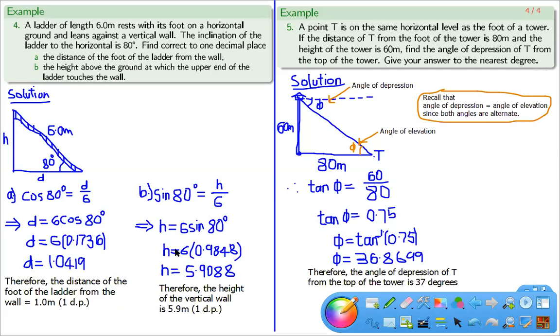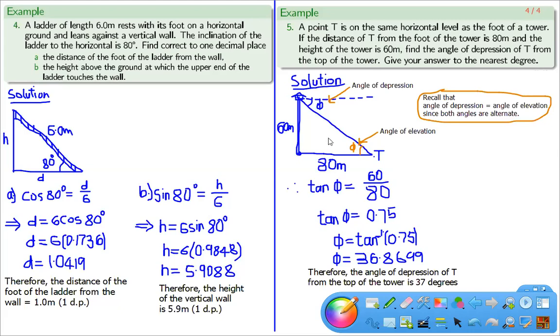So you see that the solution to this example is very simple. And finally, we have example 5. A point T is on the same horizontal level as the foot of a tower. If the distance of T from the foot of the tower is 80 meters and the height of the tower is 60 meters, find the angle of depression of T from the top of the tower. Give your answer to the nearest degree.